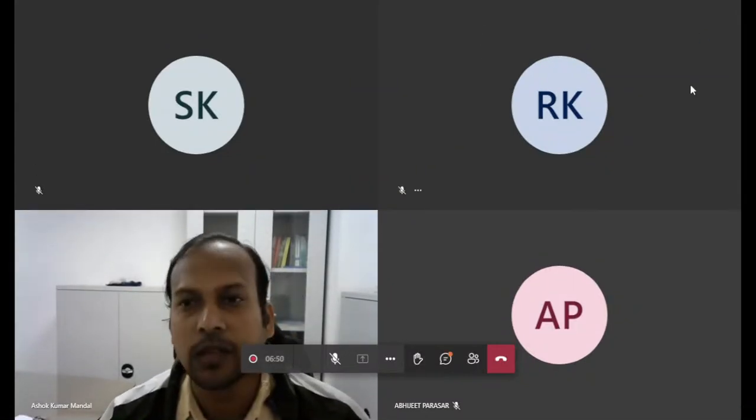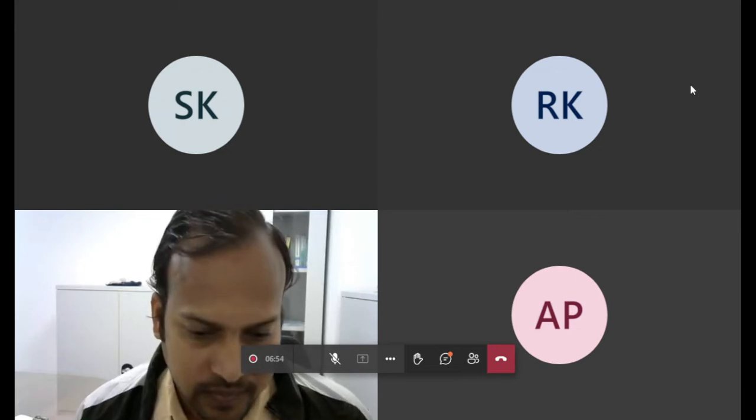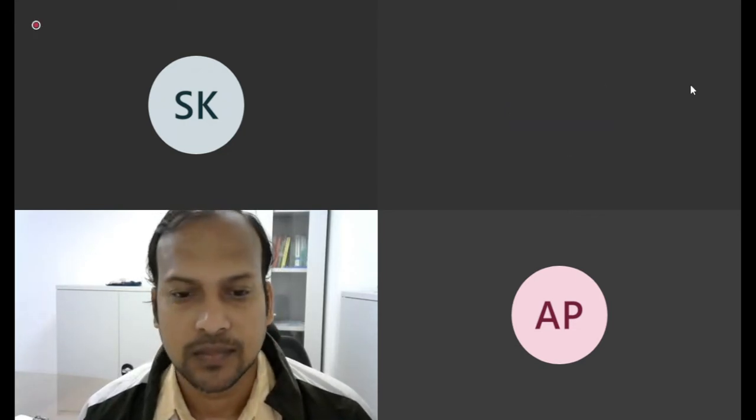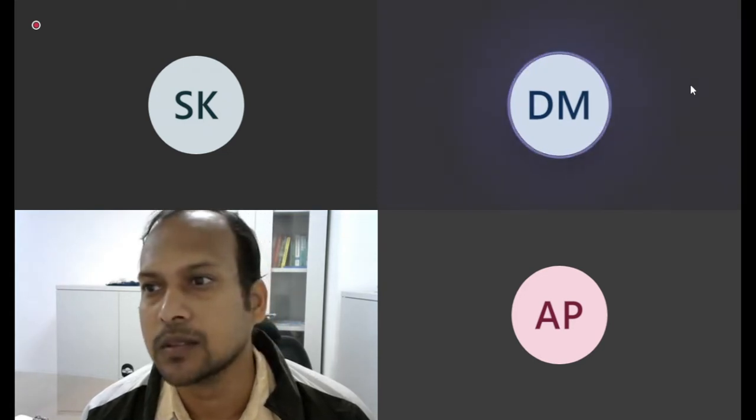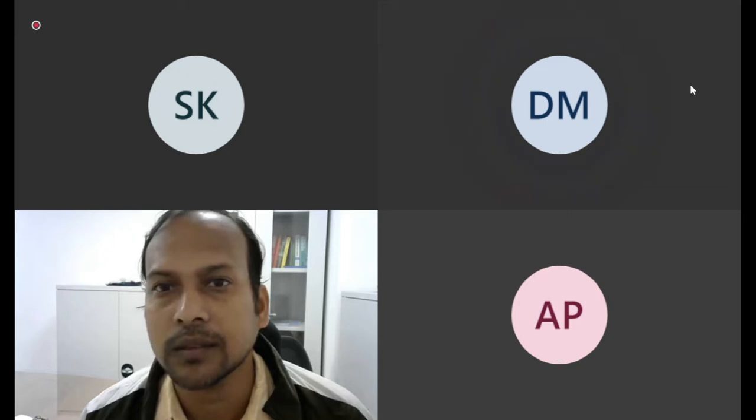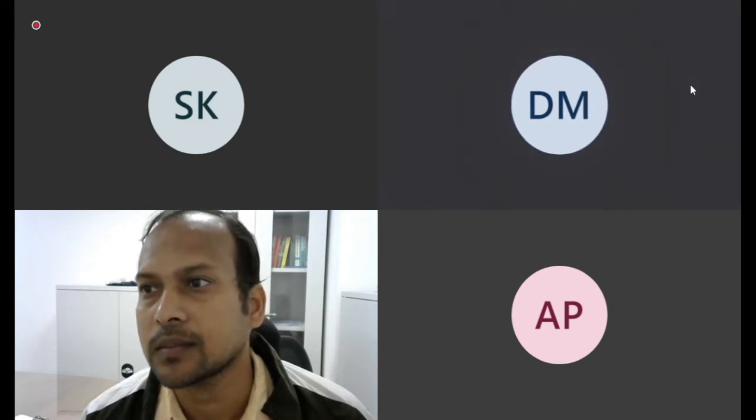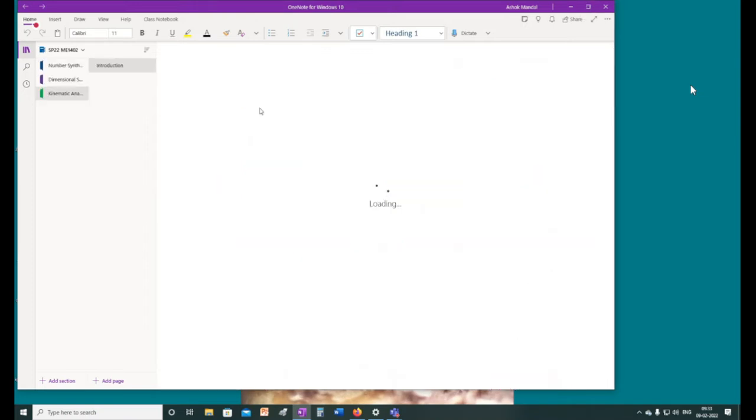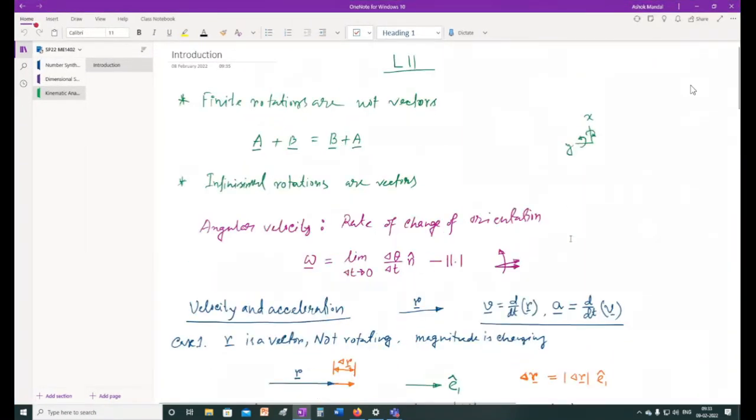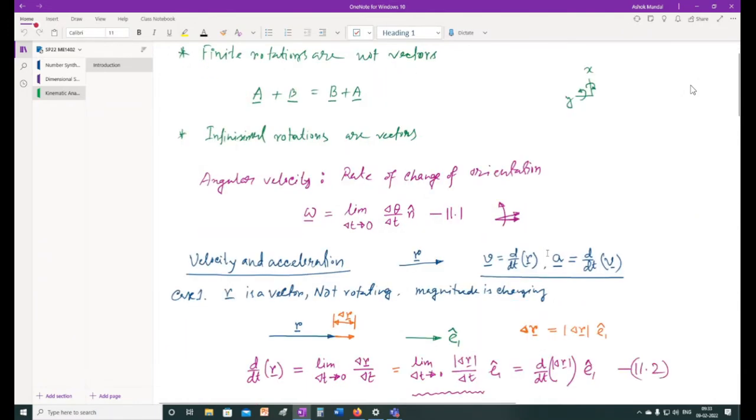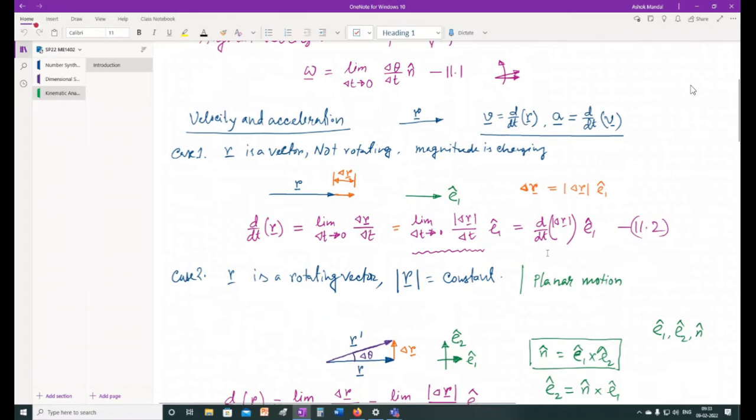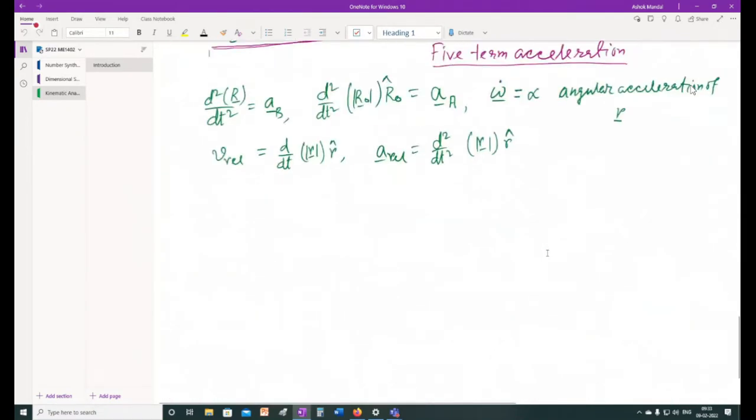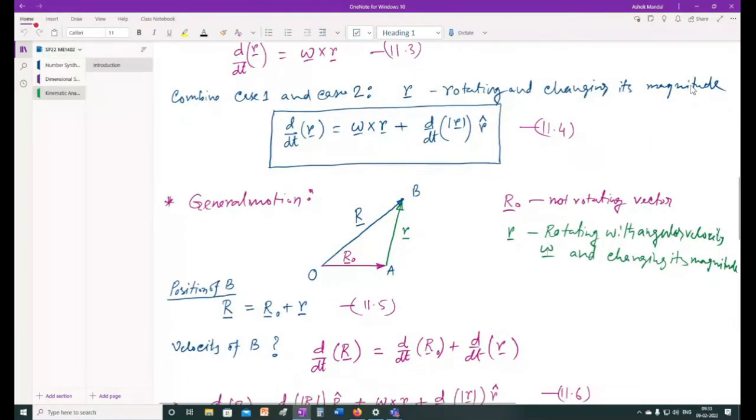ask me some questions from the last class. Yes, sir. Sir, I have a question. Just give me 1 minute to share the screen. Yes, please go ahead. Sir, can you show the diagram that was drawn yesterday? Which diagram? This one? OAB. Yes, sir.